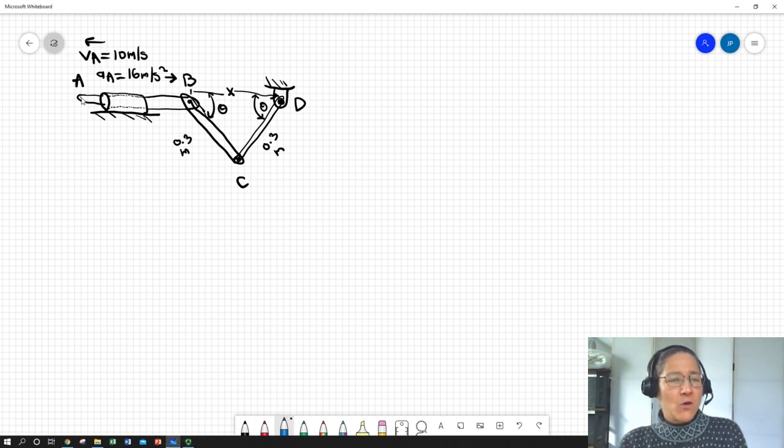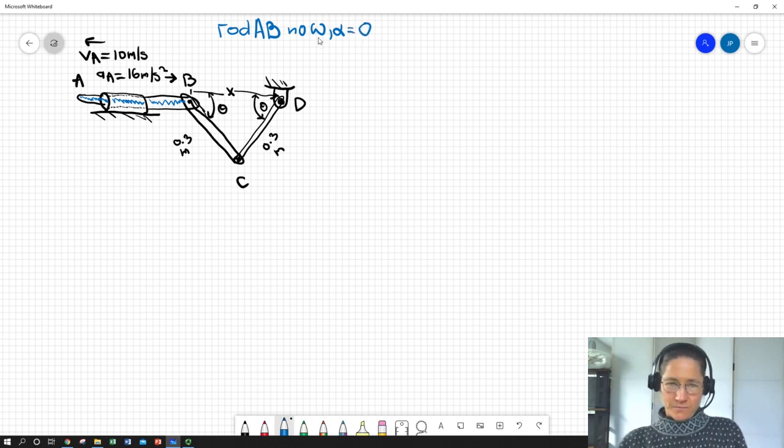So we have a horizontal rod AB, and it's going through this sleeve bearing attached to a surface, and this sleeve means that rod AB stays horizontal. So no rotation at all. Both the angular velocity and angular acceleration of AB are zero.